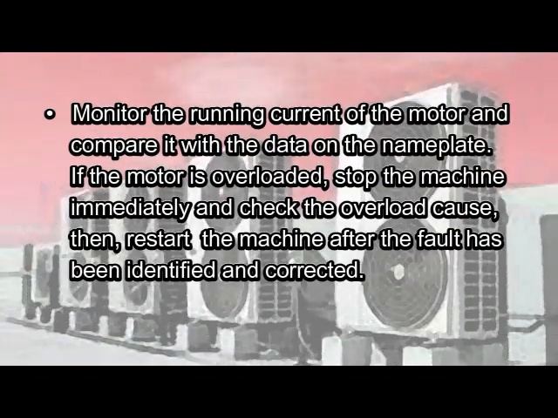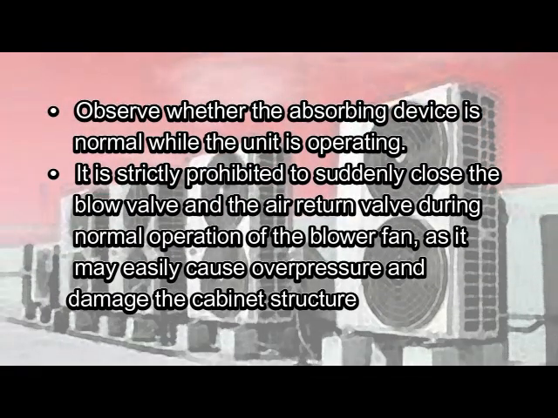Monitor the running current of the motor and compare it with the data on the nameplate. If the motor is overloaded, stop the machine immediately and check the overload cause. Then, restart the machine after the fault has been identified and corrected. Observe whether the absorbing device is normal while the unit is operating. It is strictly prohibited to suddenly close the blow valve and the air return valve during normal operation of the blower fan, as it may easily cause overpressure and damage the cabinet structure.